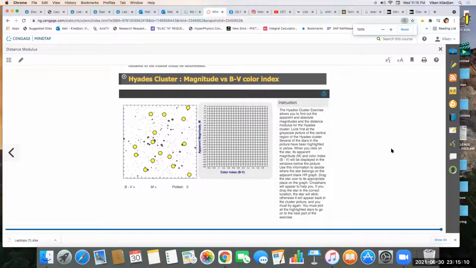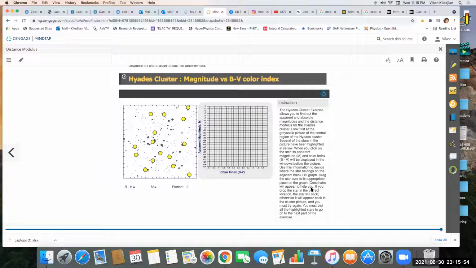The Hyades cluster exercise allows you to find out the apparent and absolute magnitude and the distance modulus for the Hyades cluster. Look first at the grayscale picture of the central region of the Hyades cluster. Several of the stars in the picture have been highlighted in yellow. When you click on the star, its apparent magnitude M and color index BV will be displayed in the windows below the pictures. Use this information to decide where the star belongs on the adjacent blank HR graph. Drag the star over to its appropriate place on the graph.